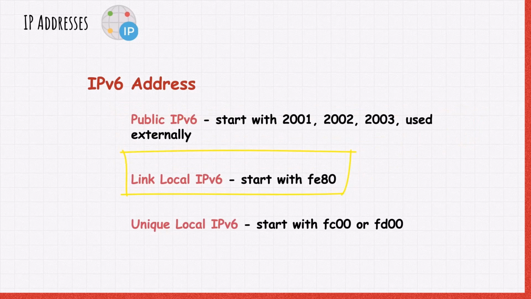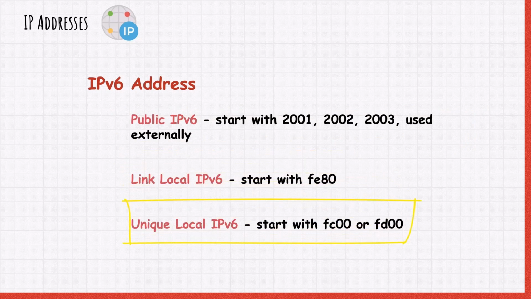Now, the same way that IPv4 has local addresses, so does IPv6. These local IPv6 addresses start with FE80. We also have unique local IPv6 addresses, and these start with FC00 or FD00.